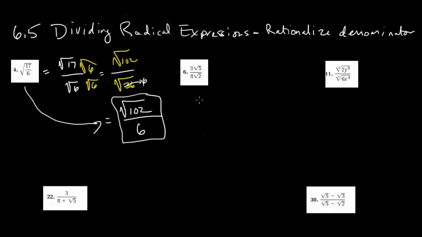Let's take a look at number 6 here. We have a number that's already outside the radical, so when we go to rationalize our denominator, we don't really need to worry about that. All we need to do is multiply by this radical 2, and we'll do it by a factor of 1. And that'll give us 3 radical 10 over 8 times 2, or 3 radical 10 over 16.